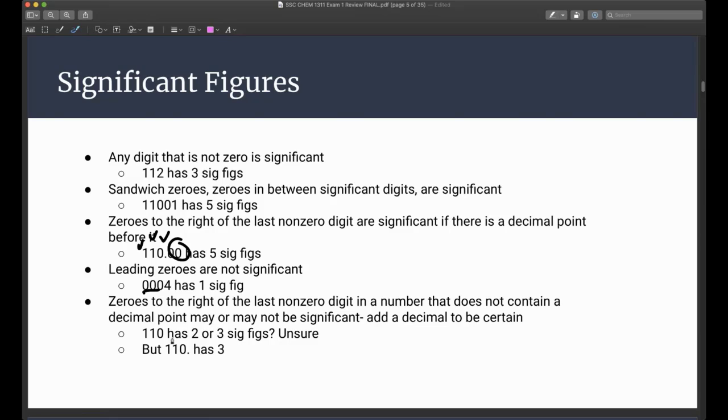The last rule to keep in mind is zeros to the right of the last non-zero digit in a number that does not contain a decimal point may or may not be significant. Add a decimal to be certain. So for instance, when we have 110, some people may say that it has 2 sig figs or 3 sig figs. There's going to be a lot of debate. However, 110 with a decimal point has 3.